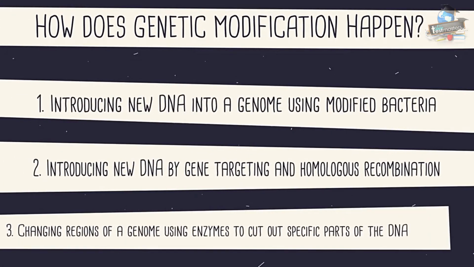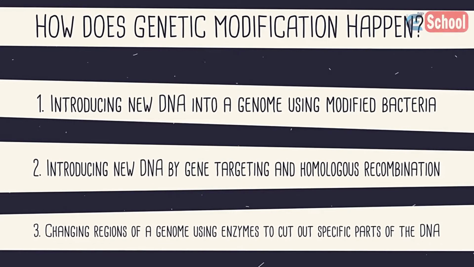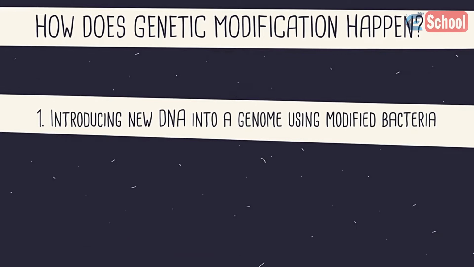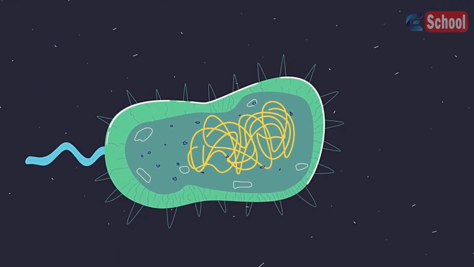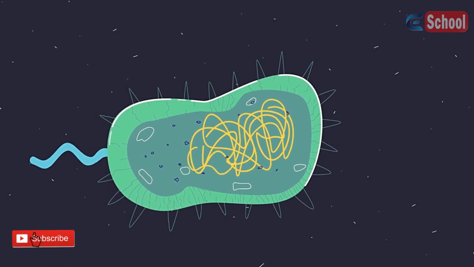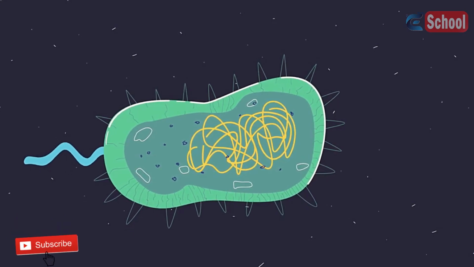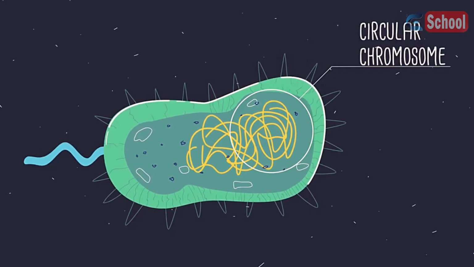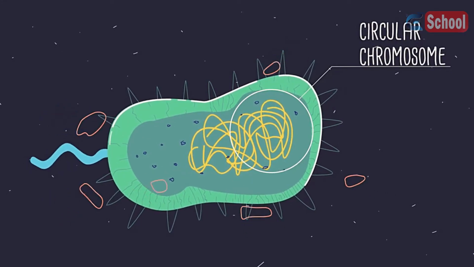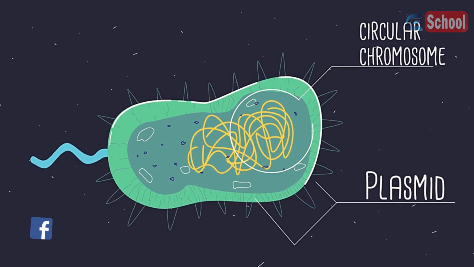The short answer is, there are a couple of different ways. There are several techniques that can be used to modify a genome, but the main one relies on bacteria. Bacteria are single-celled organisms that don't have a nucleus like our cells, but instead have one main circle of DNA called the circular chromosome and lots of tiny circles of DNA called plasmids.